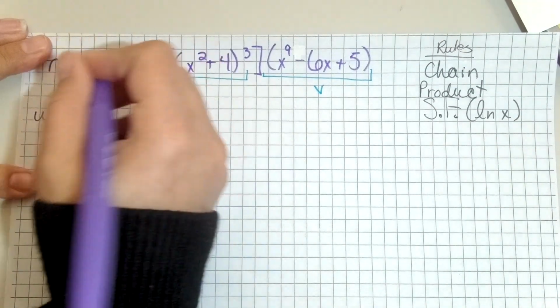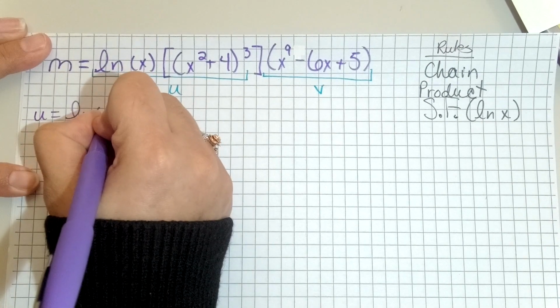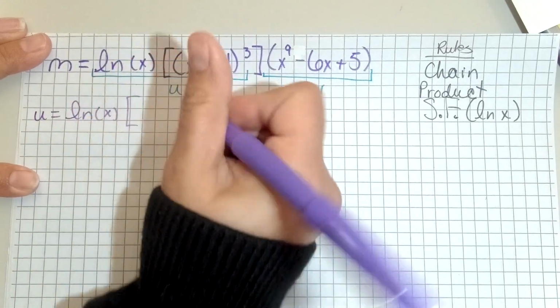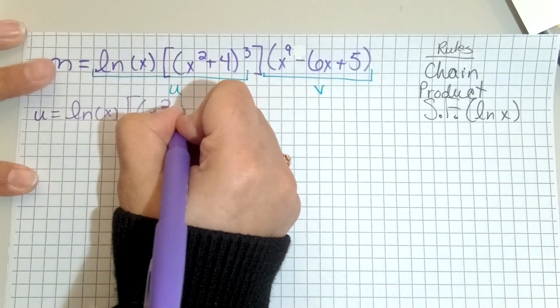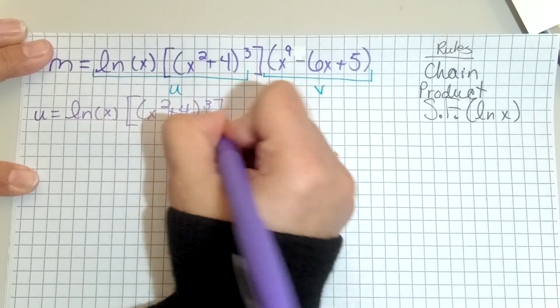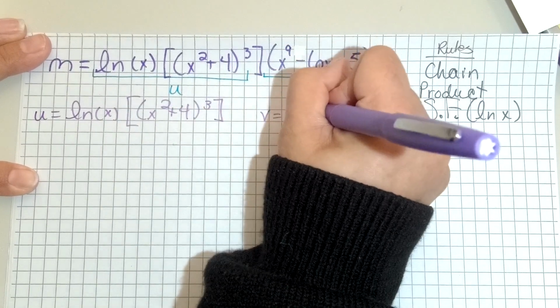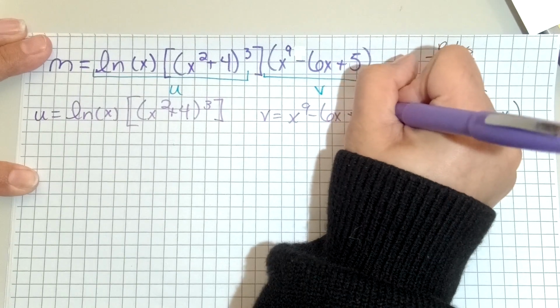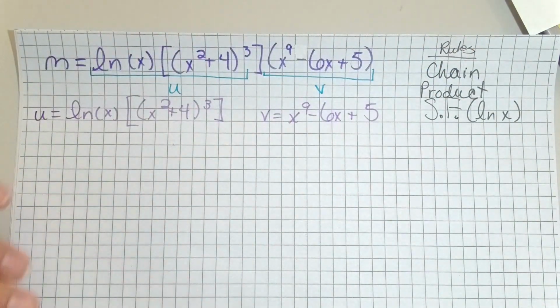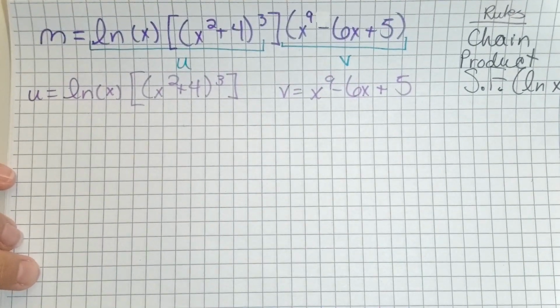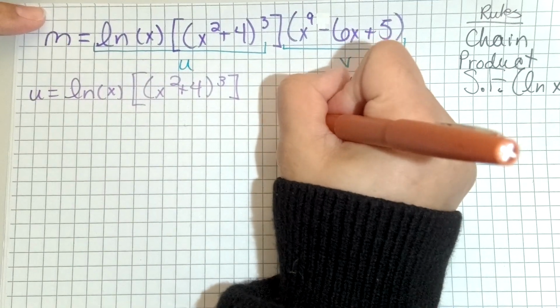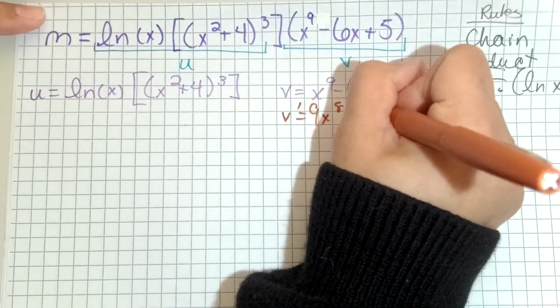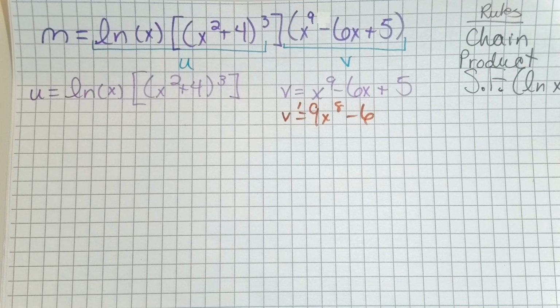So U is equal to the natural log of x times the quantity x squared plus 4, all cubed. And V is equal to x to the 9th minus 6x plus 5. I'm going to just take the derivative of V because it's easy: 9x to the 8th minus 6. Are there any questions on that? Right there, any questions? Are we sure?